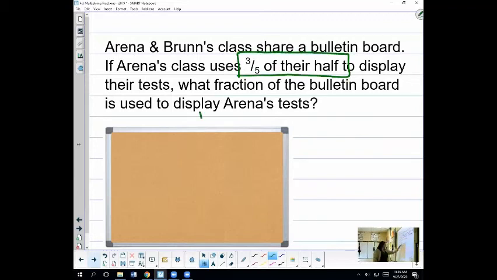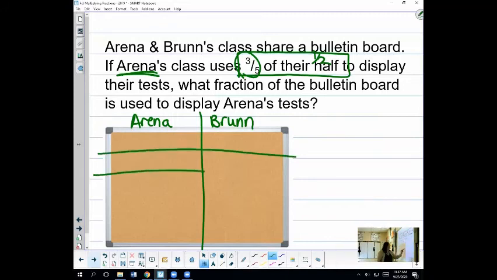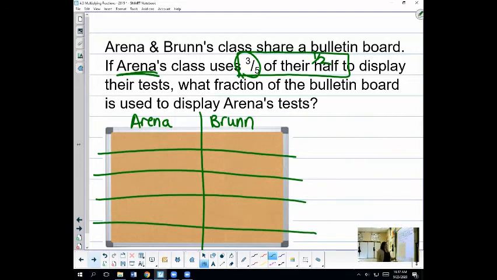So clearly, to be fair, they split the board in half. So this side is Arena, and this side is Miss Brun. And Arena's class uses 3/5 of their half. Okay, 3/5 of their half. So if I take this and cut it into 5 pieces, 1, 2, 3, 4, 4 lines make 5 pieces. 3 of these are specifically tests.